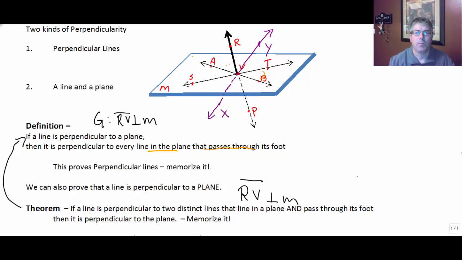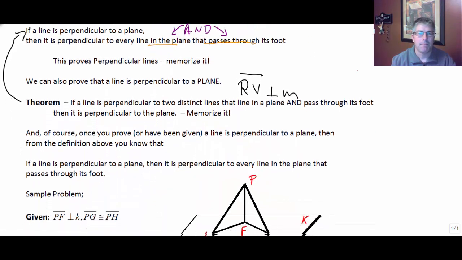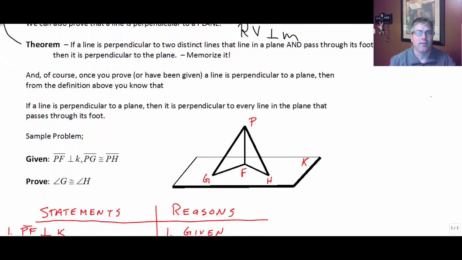So if a line is perpendicular to a plane, it's perpendicular to every line, not every line that passes through its foot, and not every line that's in the plane, but every line that's in the plane and passes through its foot. So you have to have both of those things. So you're going to want to memorize this. If a line is perpendicular to a plane, it's perpendicular to every line in the plane that passes through its foot.